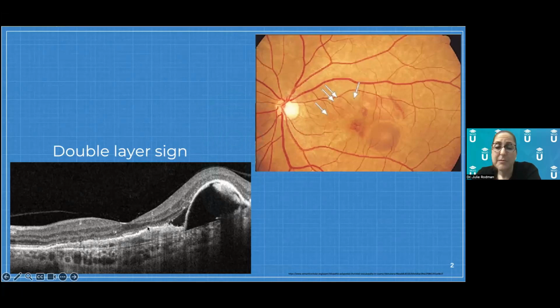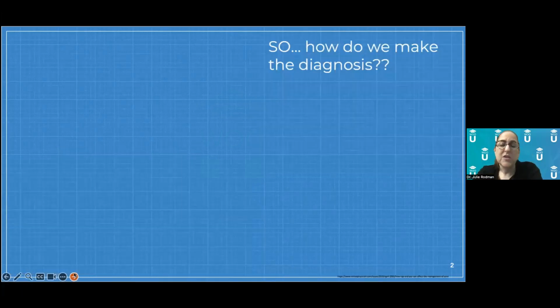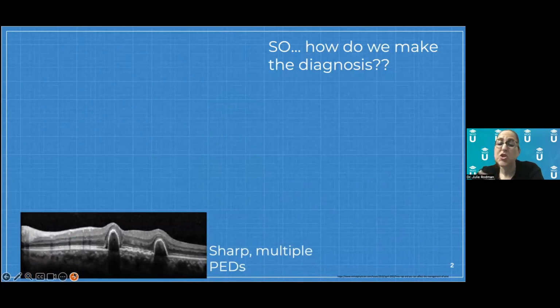Also, once again, double layer because here's your first layer of RPE. And really, this is Bruch's membrane, but when you look at it, it looks almost sandwiched upon each other. So it's called a double layer sign. So finally, to tie up this case, how do we make the diagnosis? We look for specific things. We look for sharp, multiple PEDs. So I showed you on our patient, there were situations where he had 4 of them lined up together. So when you see multiple PEDs, think about this condition.